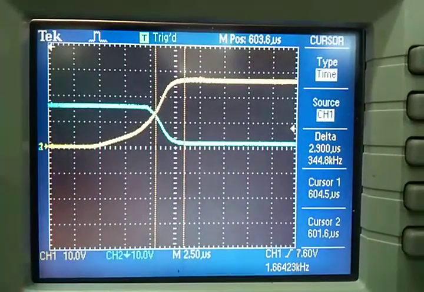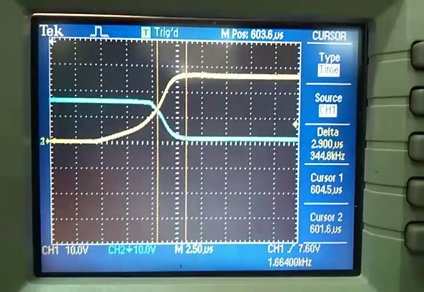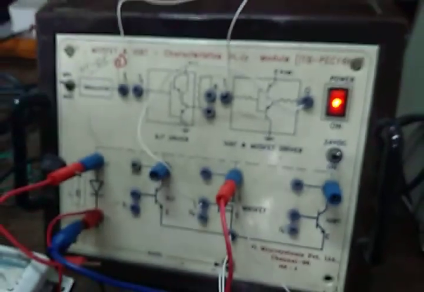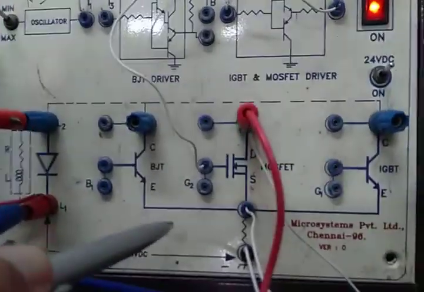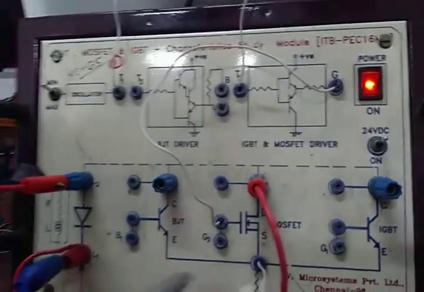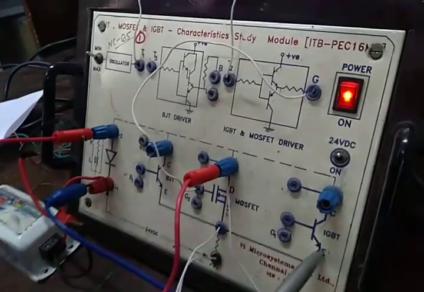So that is nothing but the investigation of the dynamic characteristics of your MOSFET. For this we are utilizing this kit, and with the help of this kit we have taken this MOSFET dynamic characteristics. So this is all about the dynamic characteristics of a MOSFET. In another video I have also shown the dynamic characteristics of the IGBT.